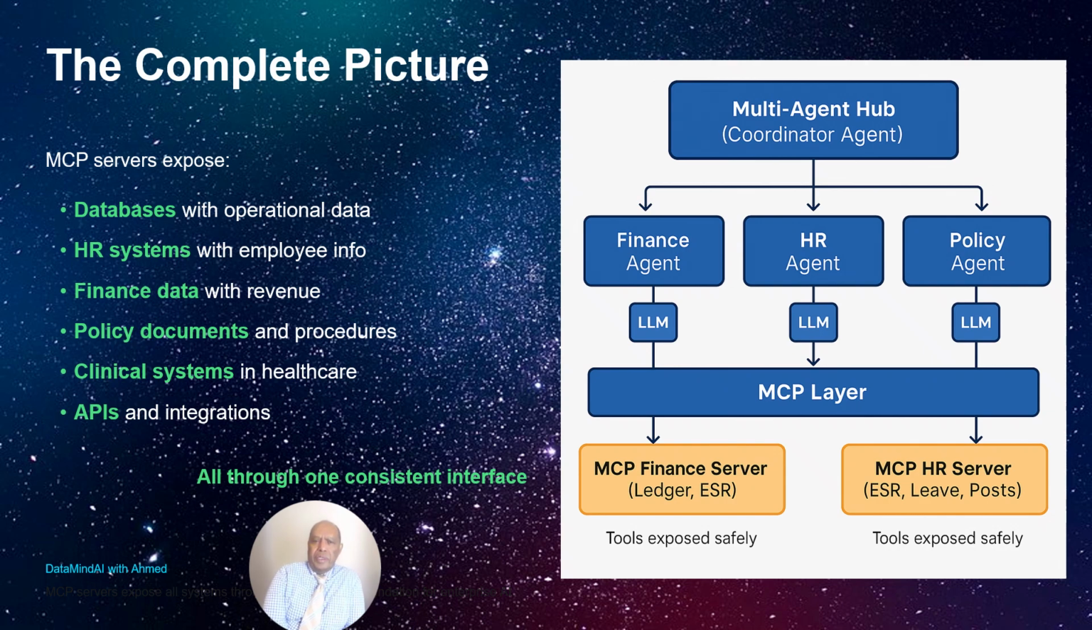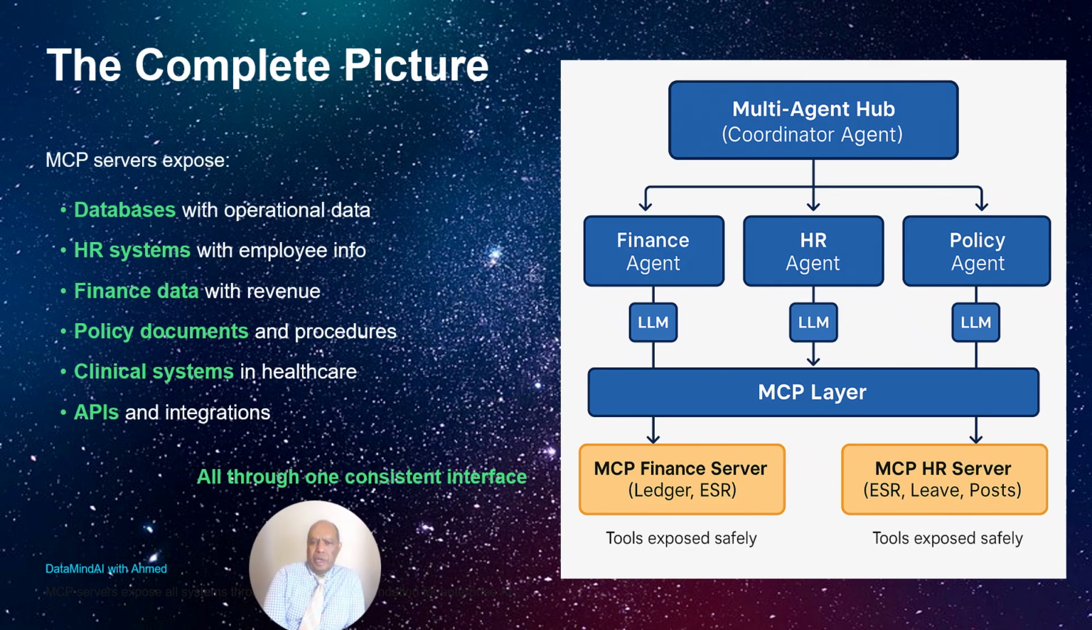And third, you can scale securely because you have a unified security and governance model. Permissions, access control, and audit trails are all handled consistently across every single integration. This is not just a technical improvement. This is the architectural foundation that makes AI truly ready for enterprise deployment.